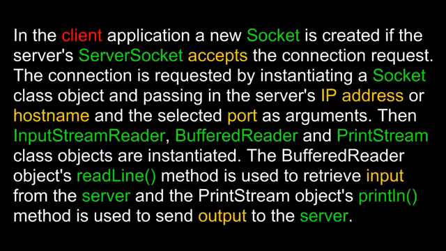In the client application, a new socket is created if the server's server socket accepts the connection request. The connection is requested by instantiating a Socket class object and passing in the server's IP address or host name and the selected port as arguments. Then, InputStreamReader, BufferedReader, and PrintStream class objects are instantiated. The BufferedReader object's readLine method is used to retrieve input from the server, and the PrintStream object's println method is used to send output to the server.